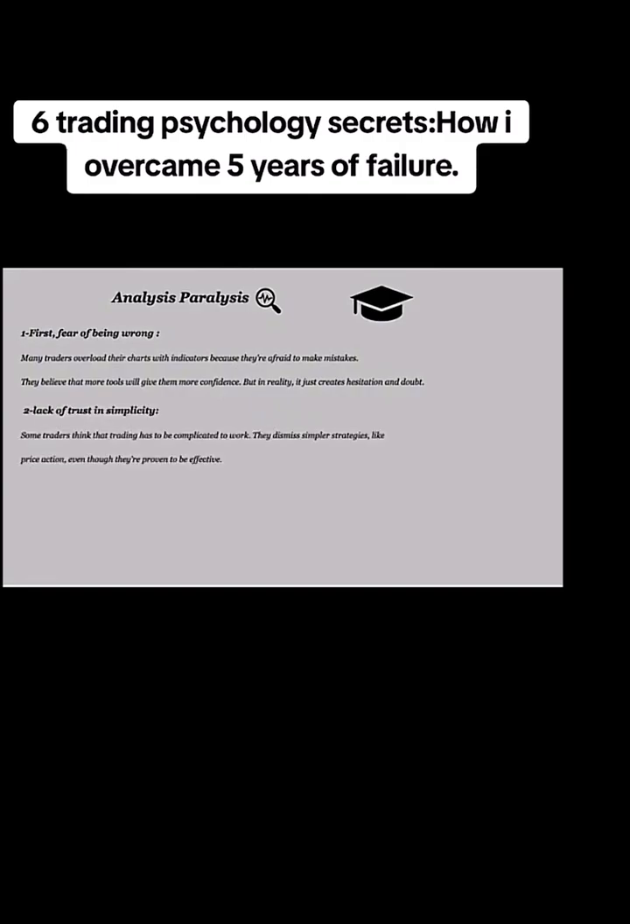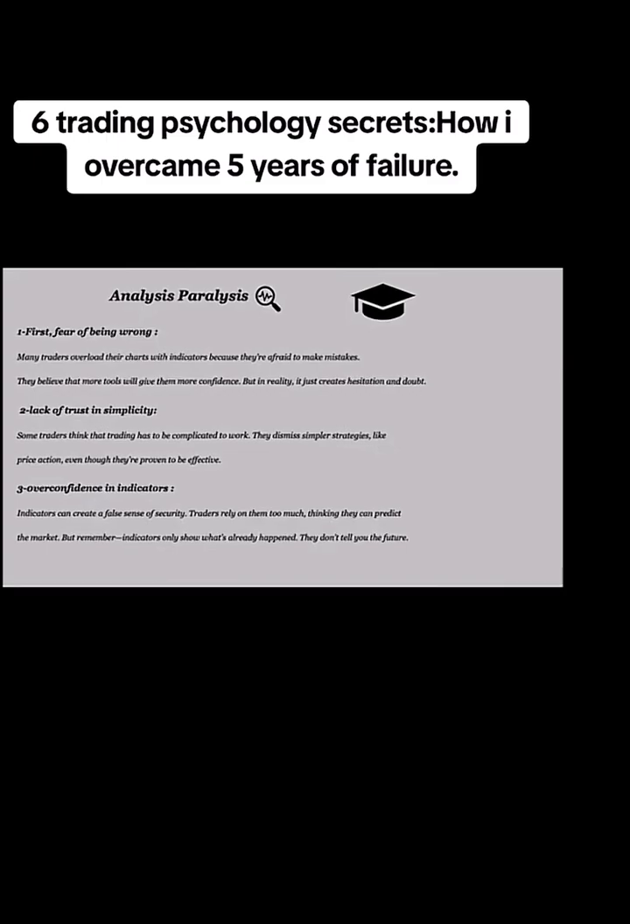Next, a lack of trust and simplicity. Some traders think that trading has to be complicated to work. They dismiss simpler strategies, like price action, even though they're proven to be effective. Finally, overconfidence in indicators. Indicators can create a false sense of security. Traders rely on them too much, thinking they can predict the market. But remember, indicators only show what's already happened. They don't tell you the future.